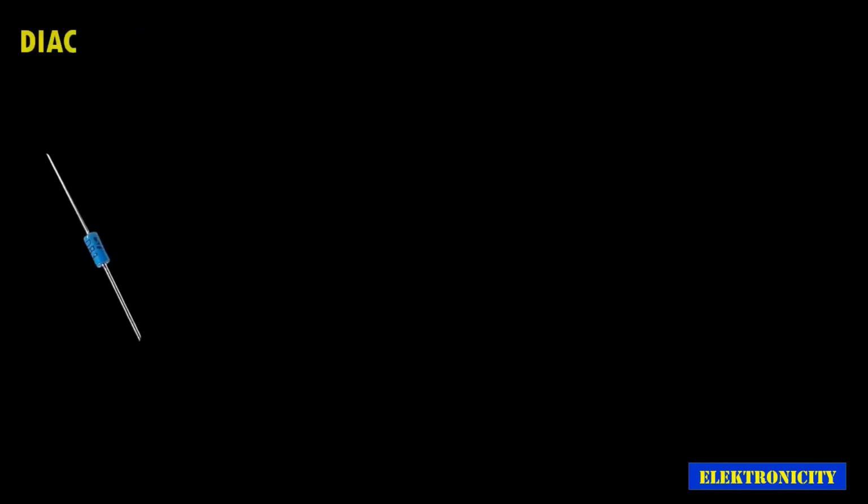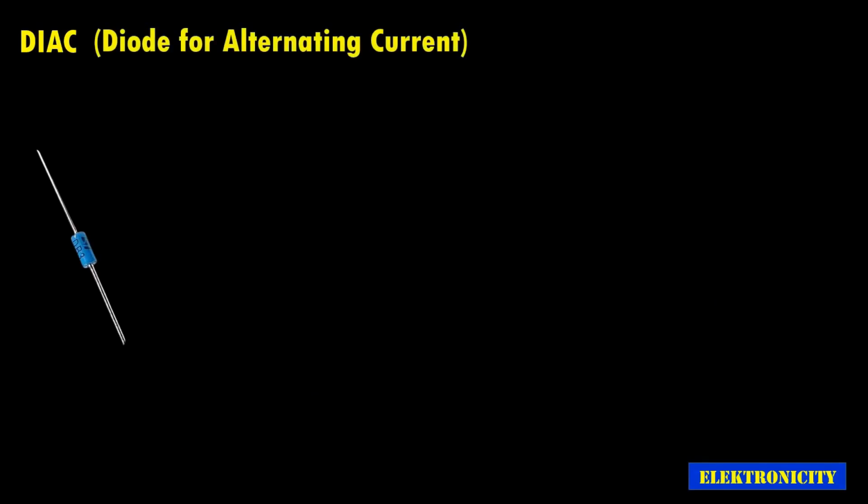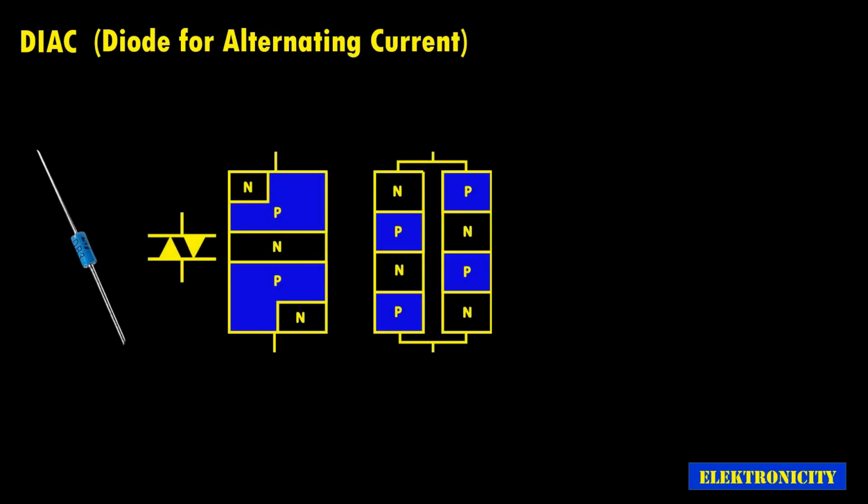Diac, short for diode for alternating current, is used with AC signals. A Diac is internally made of two anti-parallel diodes. It is because of this that a Diac can pass current in both directions. A Diac's functionality can be understood with its voltage-current graph.